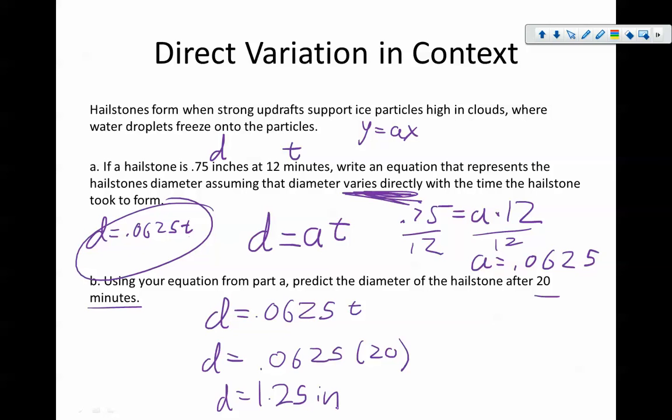So again, 1.25 inch diameter hailstone. You are in the house so that you don't die. Okay? Because that's scary. That's scary stuff at that point.